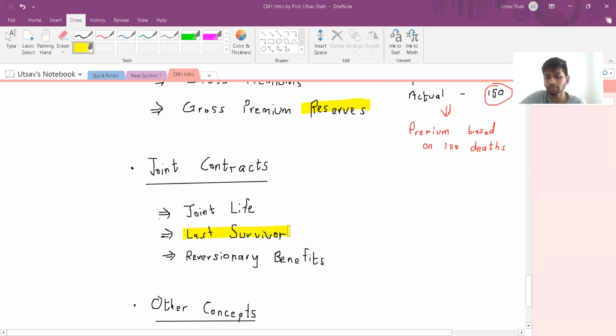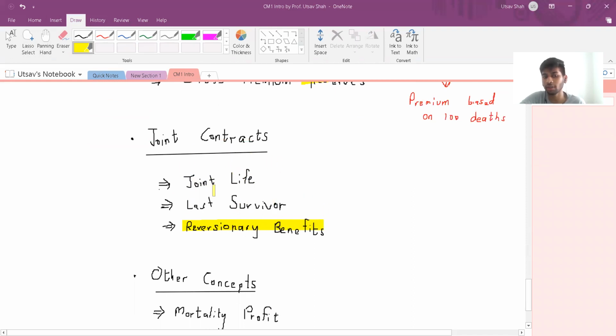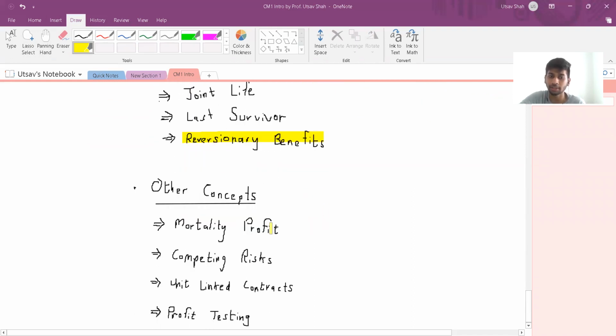What is last survivor? It is similar to joint life, except here the benefits are paid to the sons or dependents when both of them are dead. So it's a policy where, if both of them die, then the benefits will be paid. Got it? Reversionary benefits are somewhat similar to joint life and somewhat similar to last survivor. It is the benefits paid on the death of one to the second partner, and so on. I'll explain how these work in the future chapters. Right now, you just need to know all these three are based on the death of one of the two partners or both of the partners.